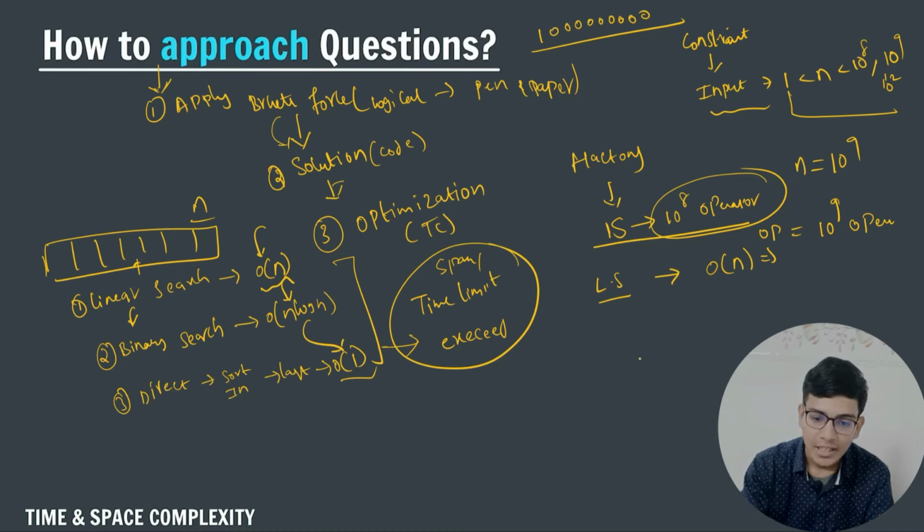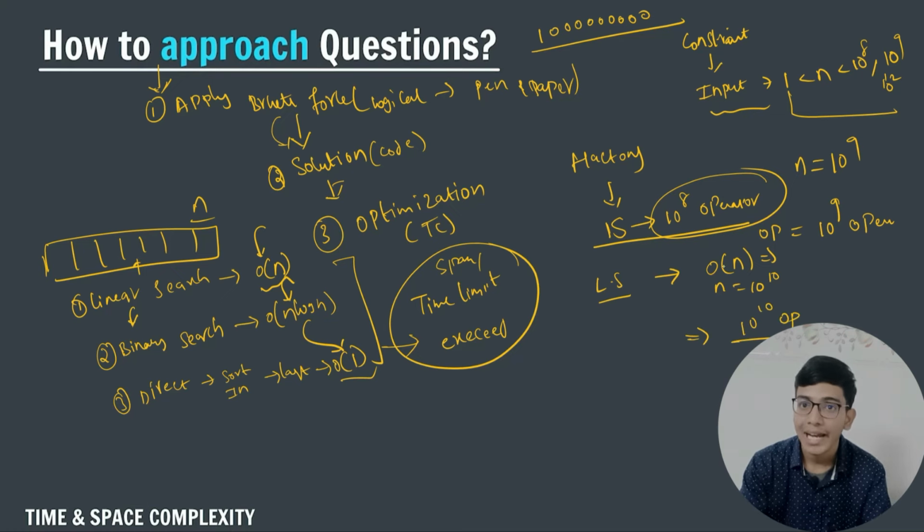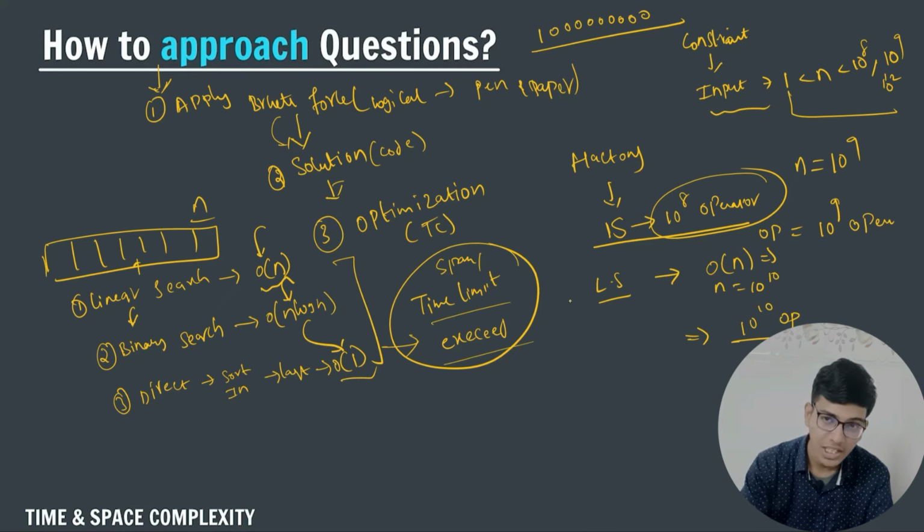Let us consider that here n is equal to 10 to the power of 10. Then 10 to the power of 10 operations will take place here. These operations are very huge, and it will show you that time limit is exceeding, and your test case will fail.